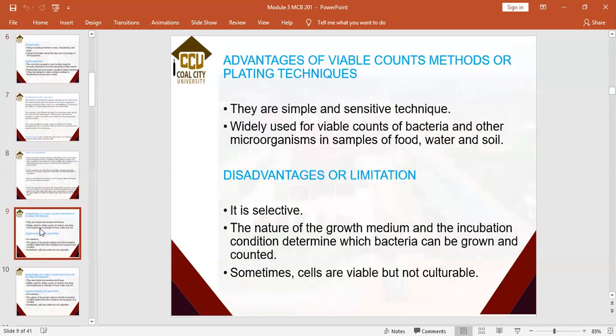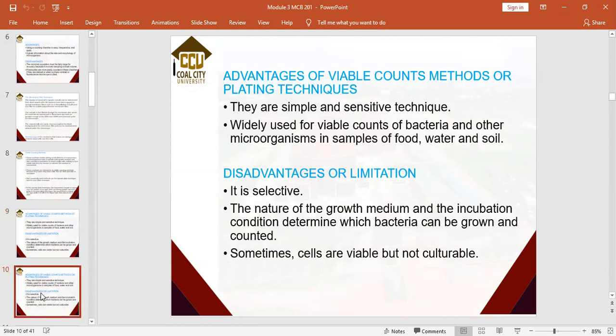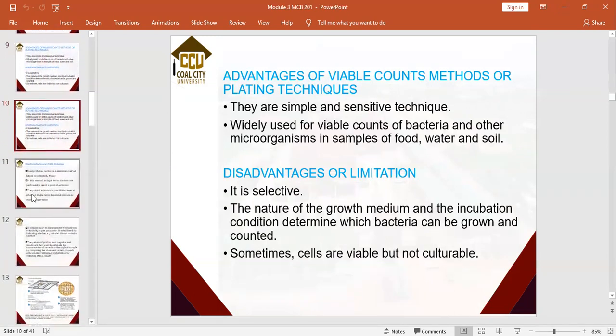Viable cells are the cells that are active. Advantages of the viable count method, or plating out: it is simple and sensitive, and widely used for viable counts of bacteria in food, water, and soil samples. The disadvantage is that it is selective; the nature of the growth medium and incubation conditions determines which bacteria can grow and be counted, because you are intent on counting viable cells. The cells are easily counted, and the rest of the advantages are as stated.